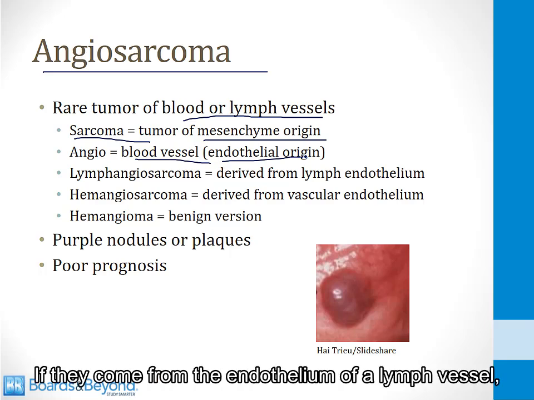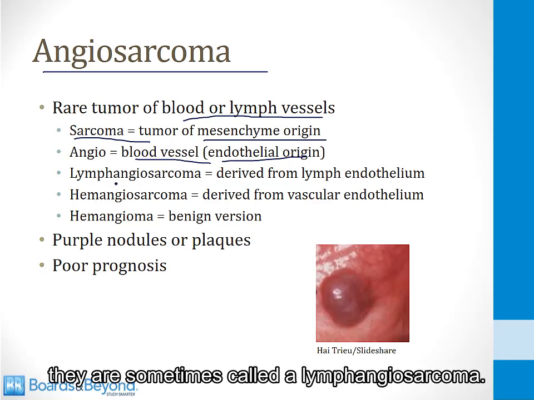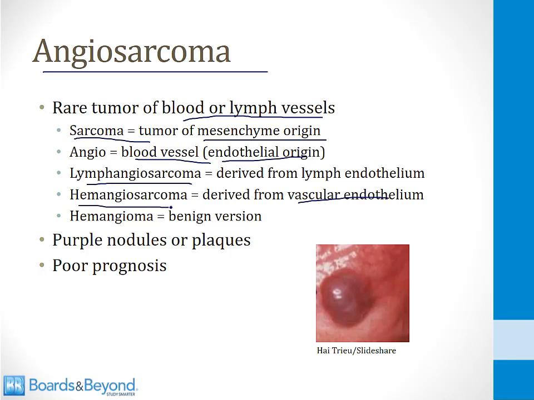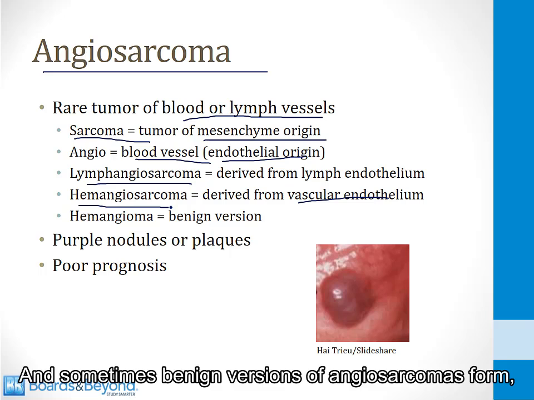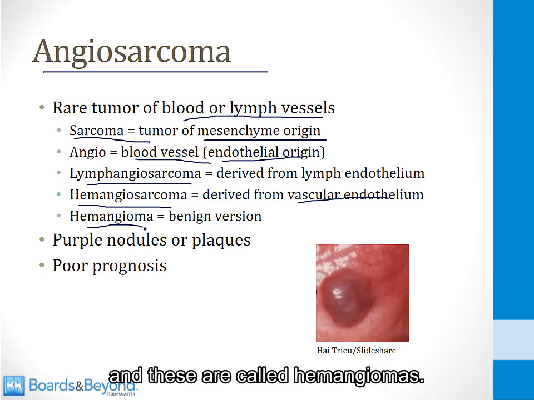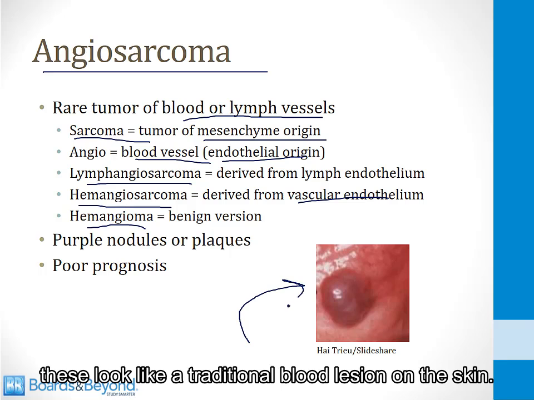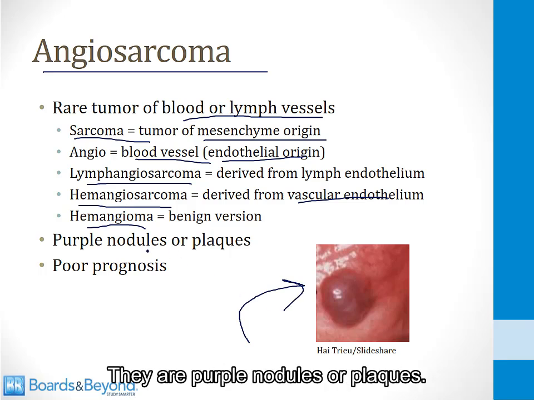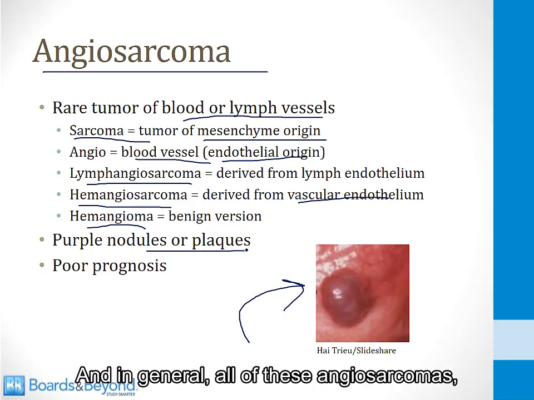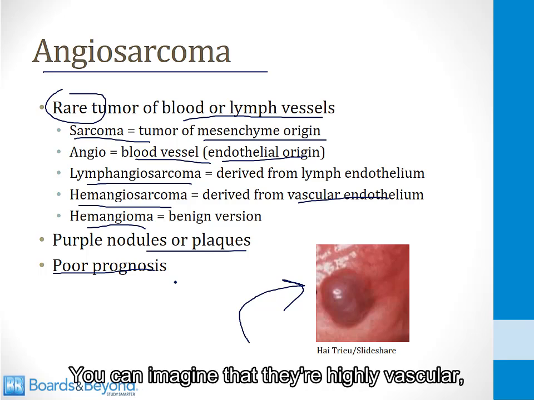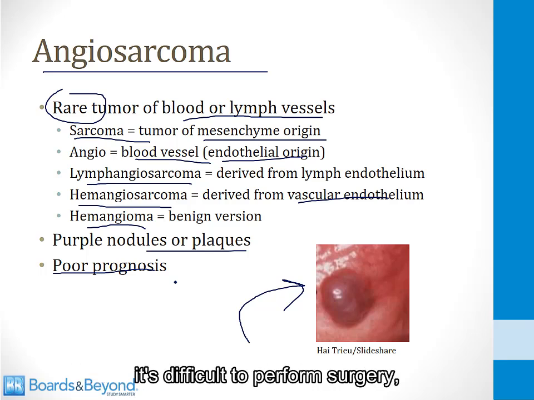If they come from the endothelium of a lymph vessel, they are sometimes called a lymph angiosarcoma. If they come from the vascular endothelium, they are sometimes called a hemangiosarcoma. And sometimes benign versions of angiosarcomas form, and these are called hemangiomas. And just like the blood blister, these look like a traditional blood lesion on the skin. They are purple nodules or plaques. And in general, all of these angiosarcomas, which are thankfully rare, have a very poor prognosis. You can imagine that they're highly vascular, it's difficult to perform surgery, and they often metastasize early.